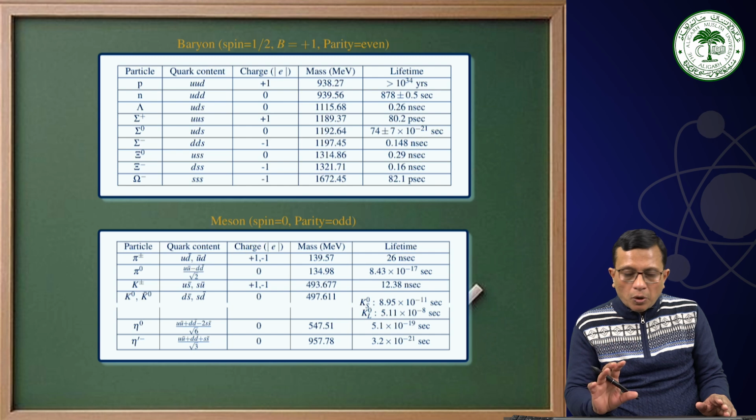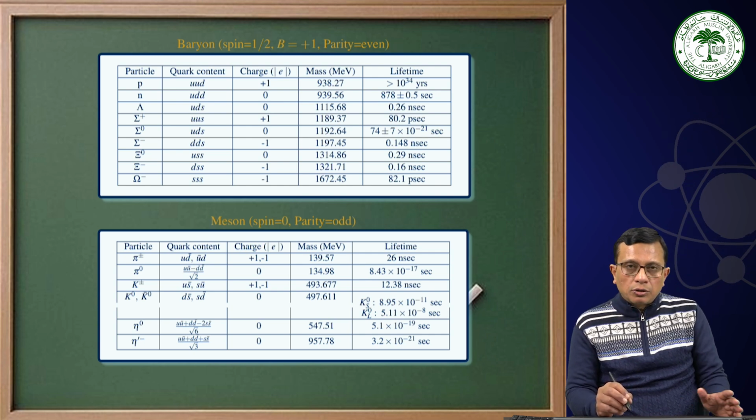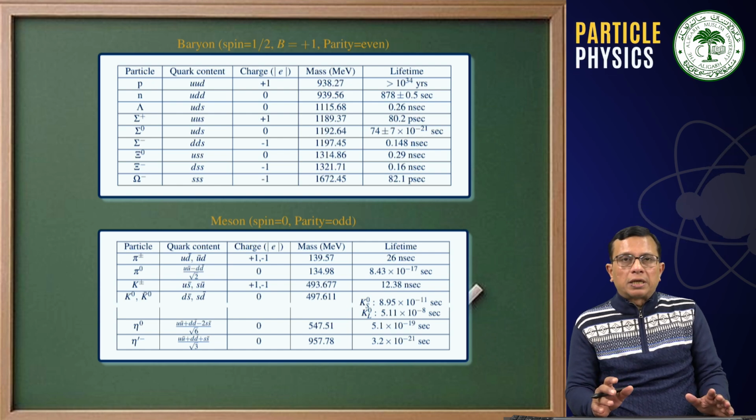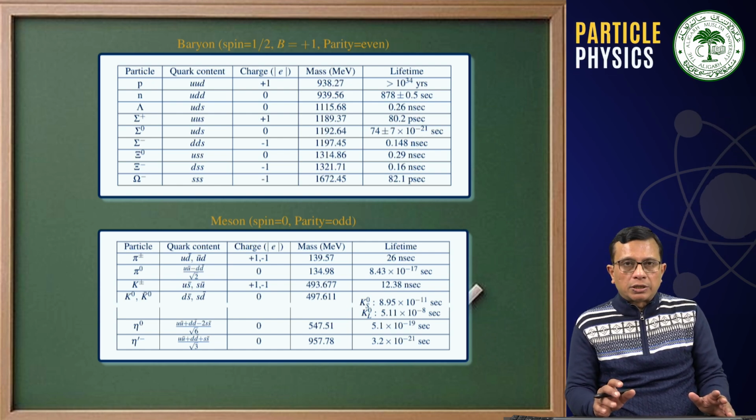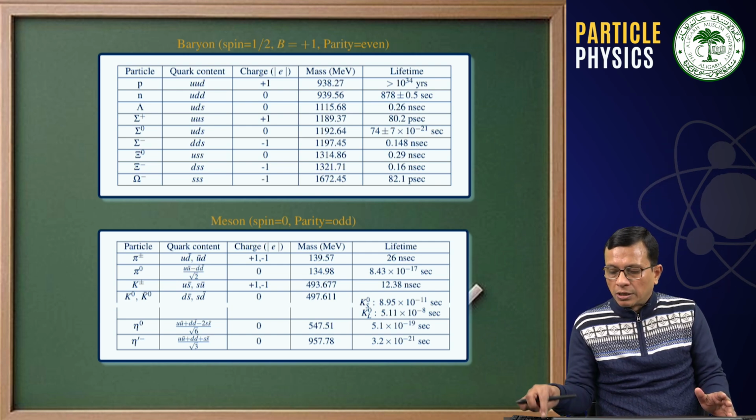But what is important, that baryon plus meson, they constitute hadrons, and the hadrons are particles which also participate in a strong interaction. That means they participate in weak, electromagnetic as well as strong interaction processes.